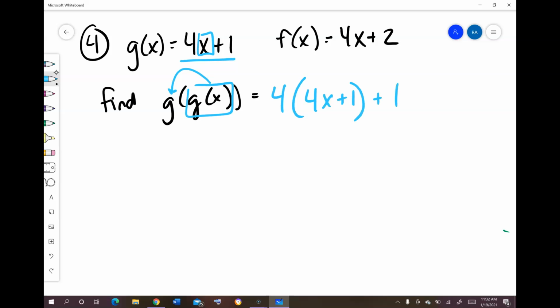Okay? So that's the most difficult part about this part, is just remembering that you can plug the same function into the same function. So we're going to distribute. I got 16x plus 4 plus 1. Clean up. And my final answer is 16x plus 5.